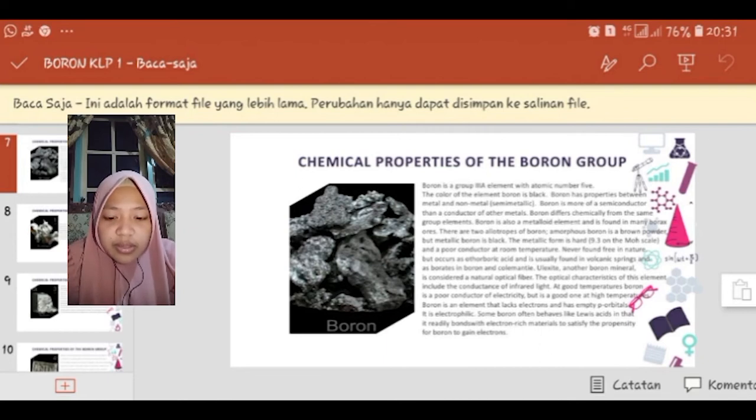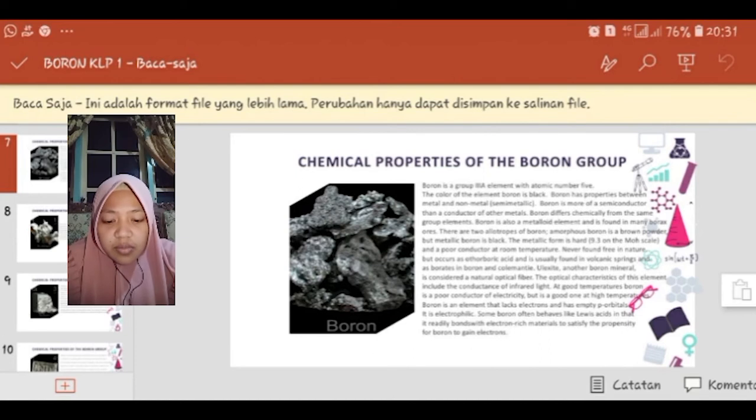Boron is never found free in nature, but occurs as oxyboric acid and is usually found in volcanic springs and as borates in borax and colemanite. Lexite, another boron mineral, is considered a natural optical fiber. The optical characteristics of this element include the conductance of infrared light. At low temperature, boron is a poor conductor of electricity but is a good one at high temperature.